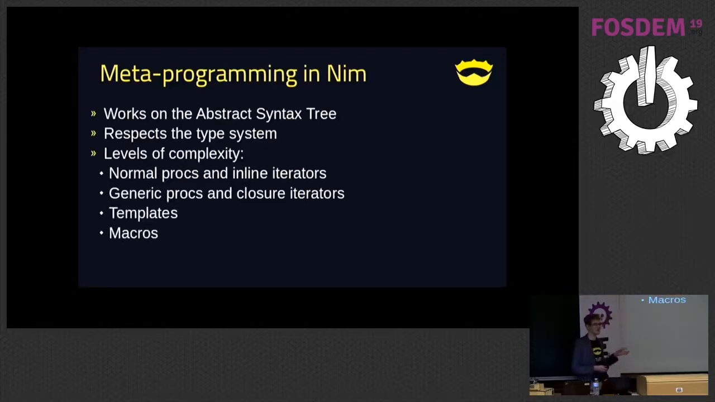And this has some crucial benefits. It also respects the type system. So we can actually do stuff dependent on different types. So in C, you would only be able to have the same substitution no matter what you put in. If the compiler complains, it complains about the stuff that the macro spit out and not what you put in.